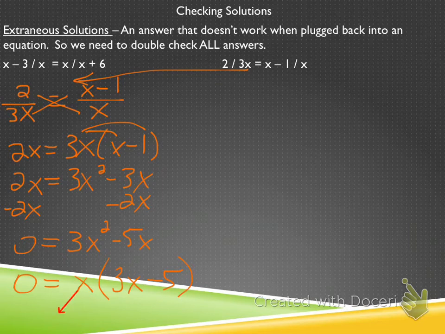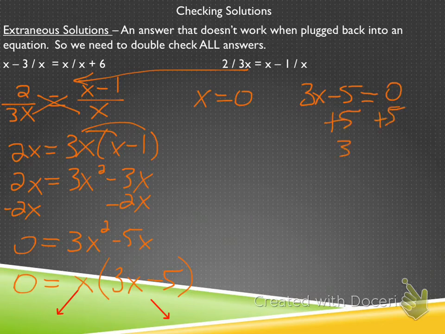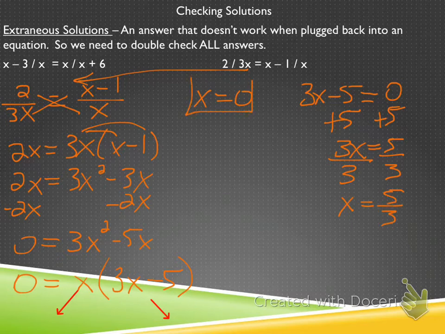Now take both of these and set them both equal to 0. x is equal to 0, and 3x minus 5 is equal to 0. So add 5 to both sides: 3x is equal to 5. Divide both sides by 3. x is equal to 5/3. So these are my two solutions so far. And again, I have to double check them to make sure that they both work.